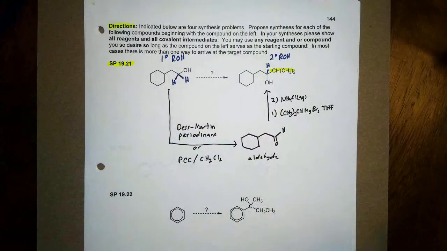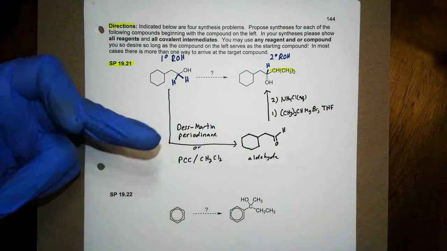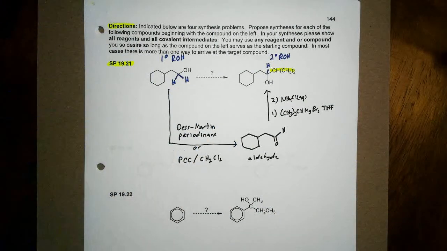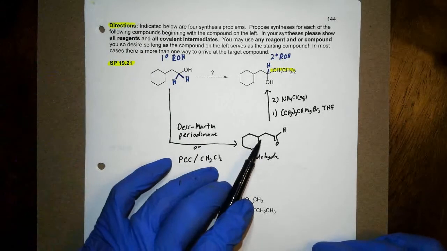Okay, so this is a synthesis. Notice there's no curved arrows here. We're only providing reaction arrows. On each reaction arrow, we're writing what reagents are needed. Here you can do that one or that one, but you don't need to do both. We're showing the covalent intermediate.